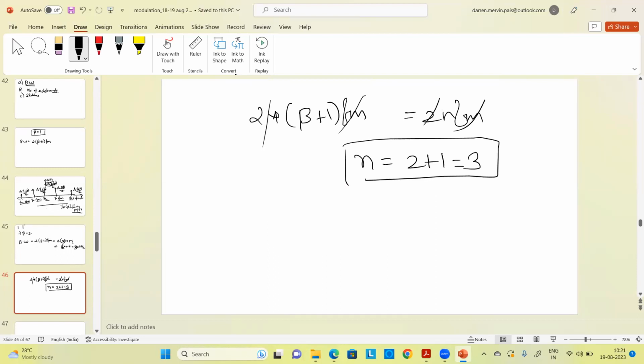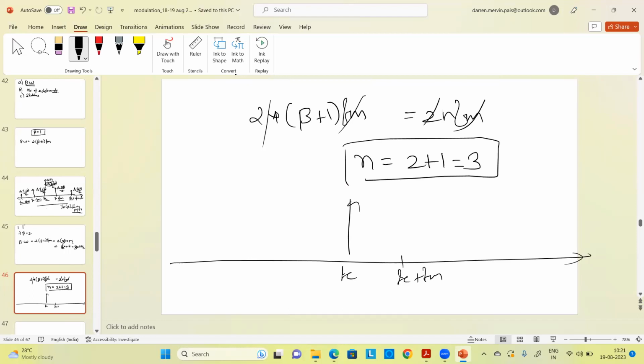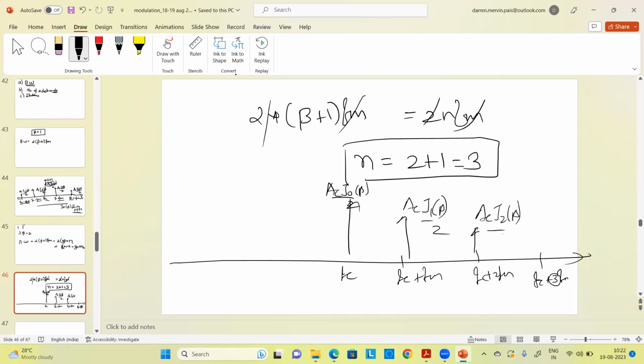Now the difference will happen when we are drawing the spectrum, Jerry. There will be more lines, J3 and then J negative 3: FC, FC plus Fm, FC plus 2Fm, and FC plus 3Fm, because this indicates the number of positive sides. So you have AC J naught beta by 2, AC J1 beta by 2, AC J2 beta by 2, AC J3 beta by 2.